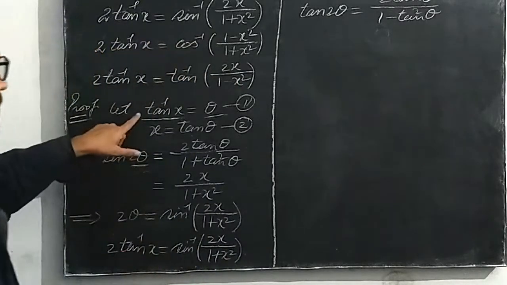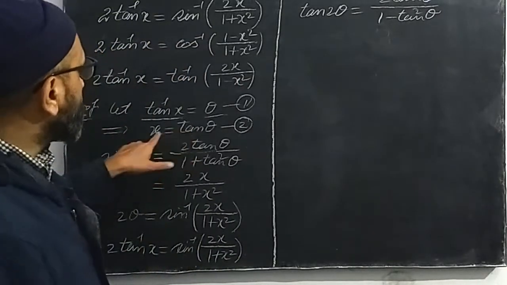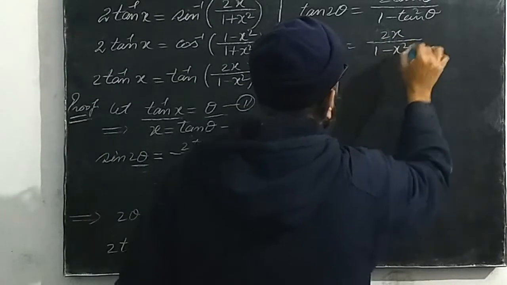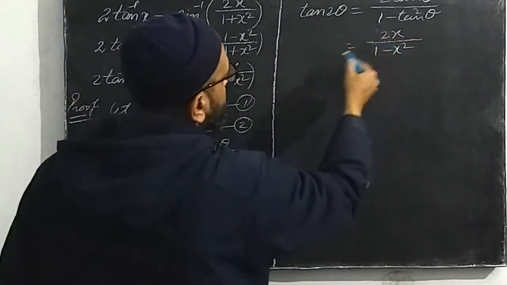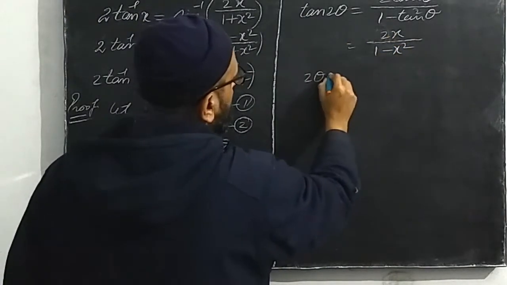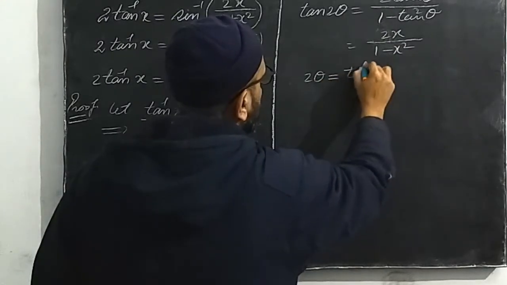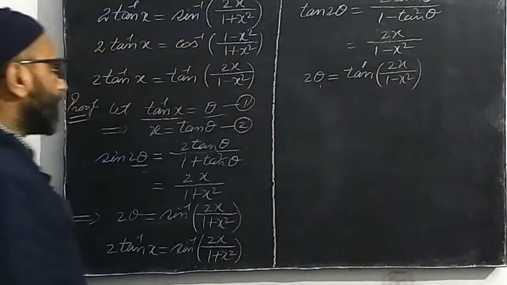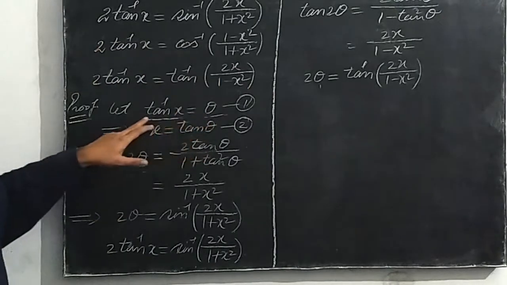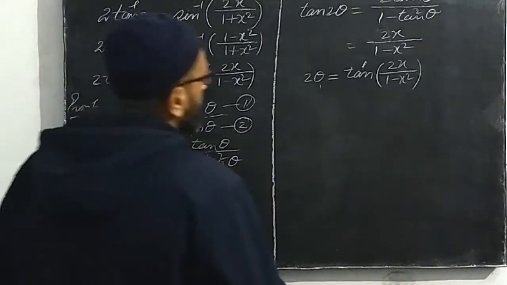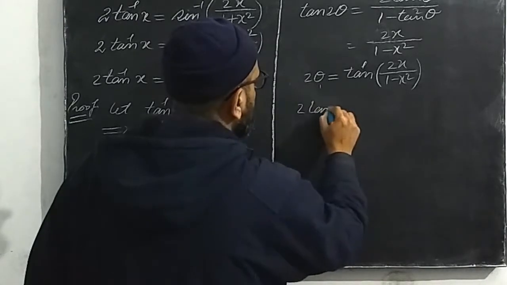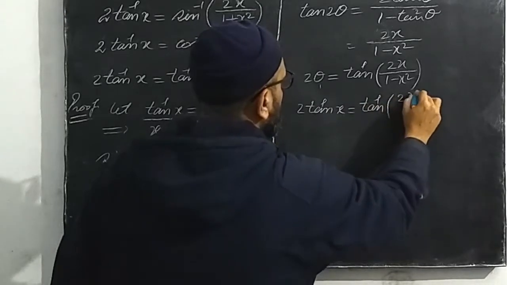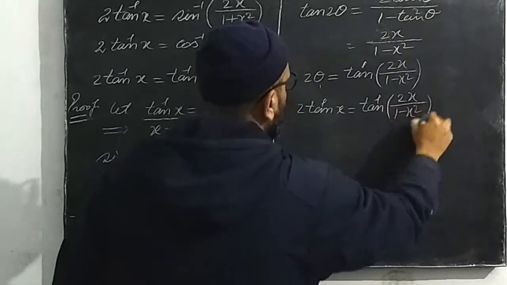So by the same assumption, on the right hand side, tan theta may be written as x. So we get 2x upon 1 minus x squared. And if we transpose tan to the right hand side, it becomes inverse, and we get 2 theta is equal to tan inverse 2x upon 1 minus x squared. And here theta from equation number 1 may be replaced by tan inverse x. So we get on the left hand side 2 tan inverse x is equal to tan inverse 2x upon 1 minus x squared.